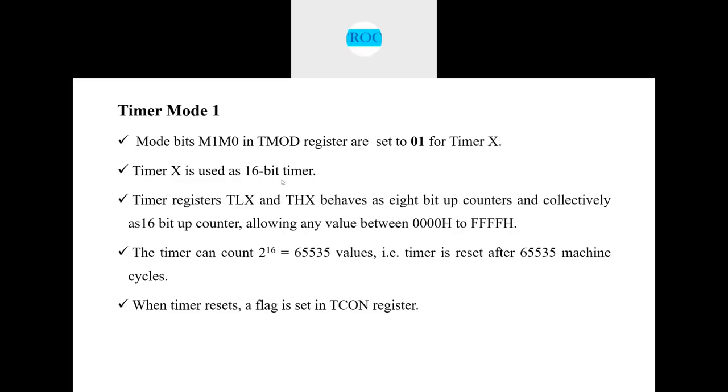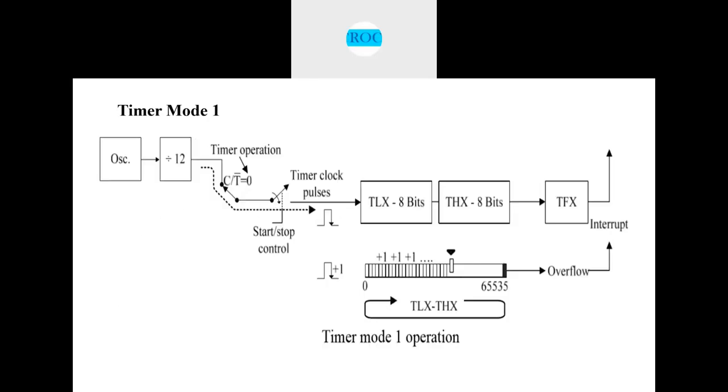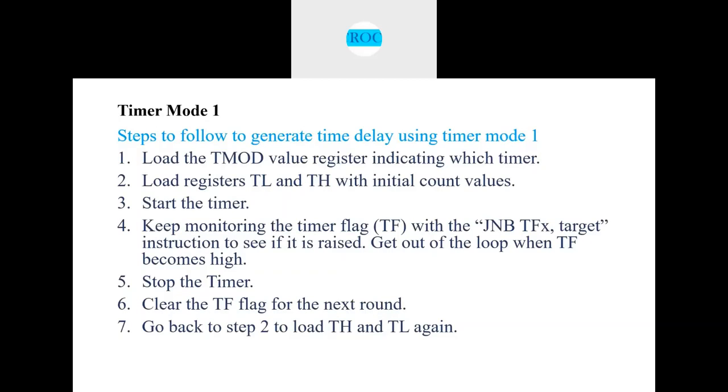The entire 16 bits are used to count the number of clock pulses here. Whenever it reaches the maximum value of FFFFH, it will be reset to 0. It will raise the flag in the TCON register, and if the interrupts are enabled, it will raise an interrupt there. This is about the timer operating in mode 1. It could be timer 0 or timer 1 operating in mode 1.